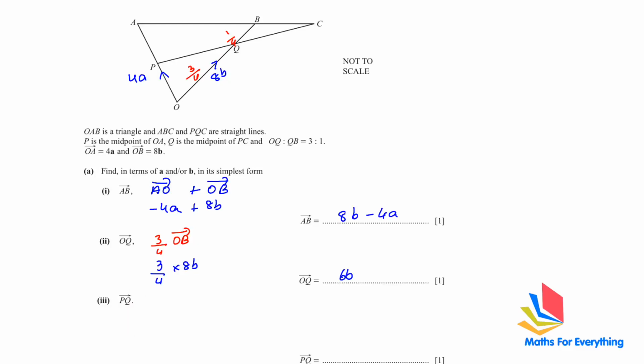Next we want PQ. To go from P to Q, let's write down which vectors we can pass through: PO plus OQ. PO is half of AO because P is the midpoint. Midpoint means that it divides that segment into two parts. So this is 2A, and because it's going in the opposite direction, this will be negative 2A. OQ we just found, which is 6B. Therefore, PQ is 6B minus 2A.